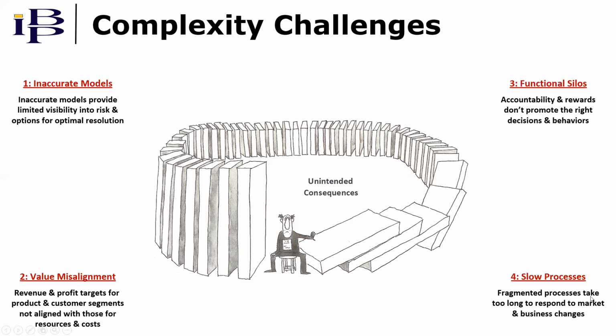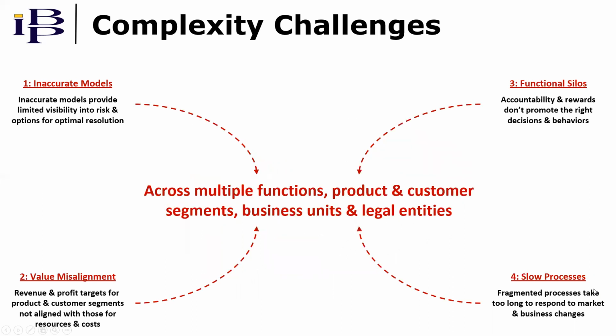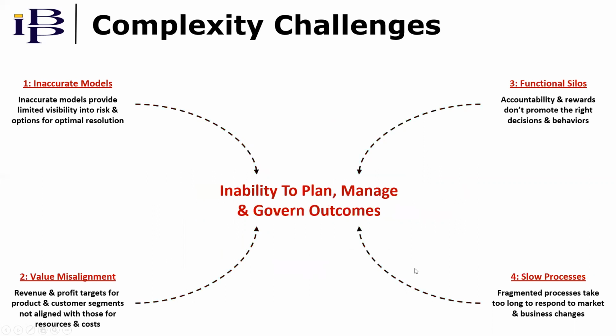And those are the things, really, when you think about it from a high level, that are driving problems for companies. And those are especially problematic when you try to execute across multiple functions, product and customer segments, business units, and legal entities. That's where more complexity comes in. And ultimately, what this means is that companies lack the ability to plan, manage, and govern outcomes. That's ultimately what the problem is.